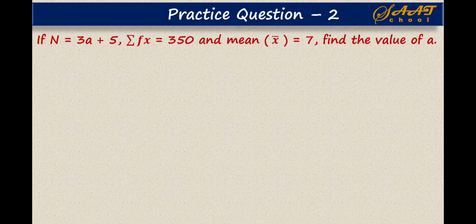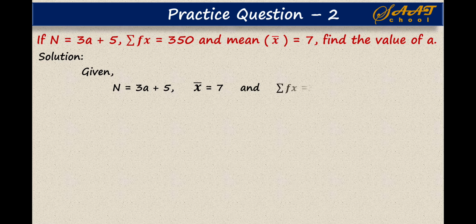Practice question number 2. Here we have n is 3a plus 5, sum of fx is 350 and mean is 7. Now in this case we have to find the unknown value, which is a. So simply we use the same technique. We use the relation between mean, sum of fx and n. The given values are n, which is 3a plus 5, sum of fx is 350 and mean is 7.